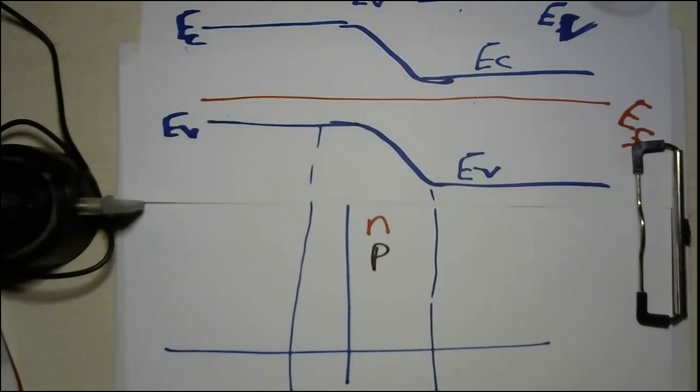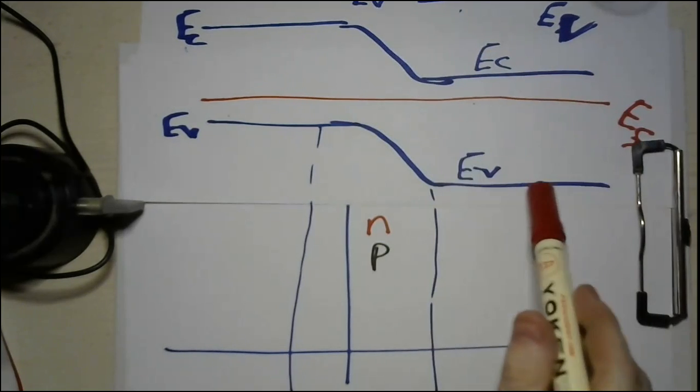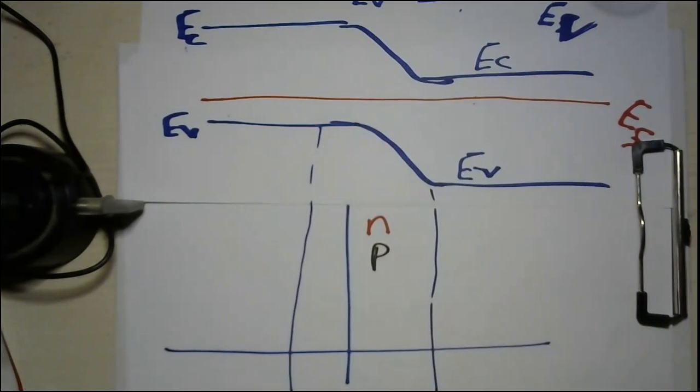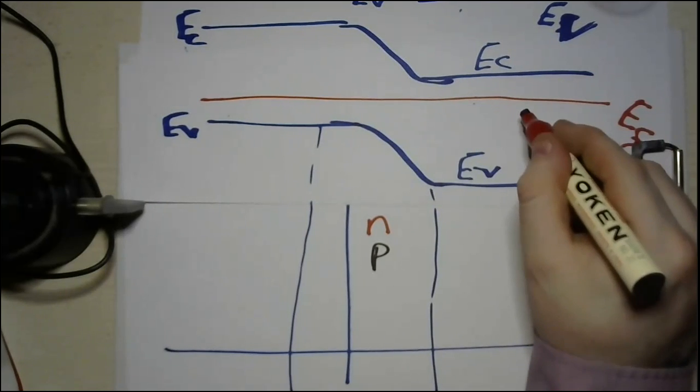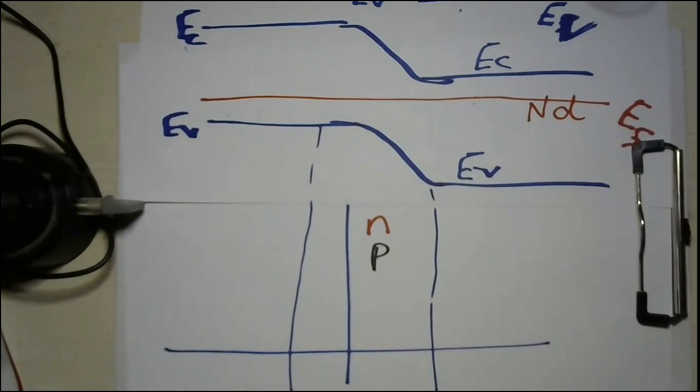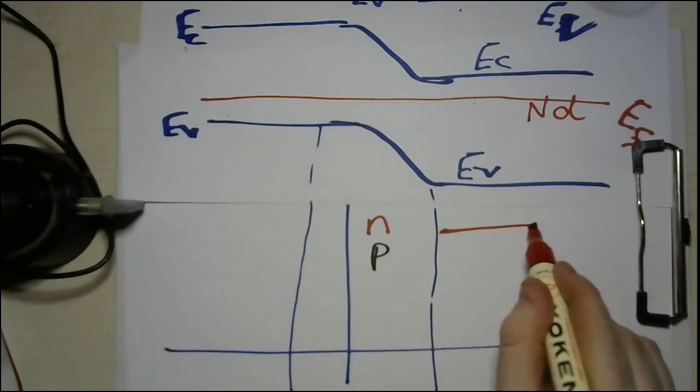Let's start with electrons first. Electrons are majority here. This is an n-type region because EF is closer to the EC. So you have a huge number of electrons. For example, if I make some doping using ND, then the value of n here is simply ND.